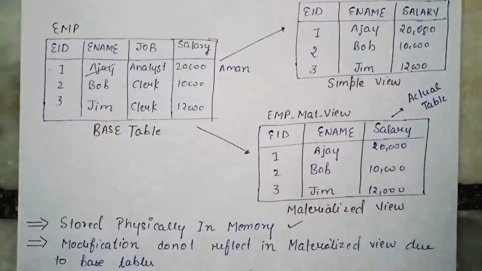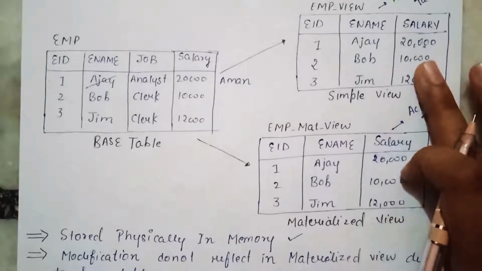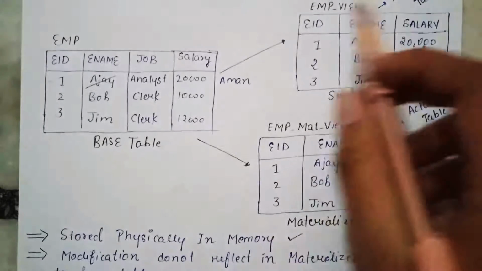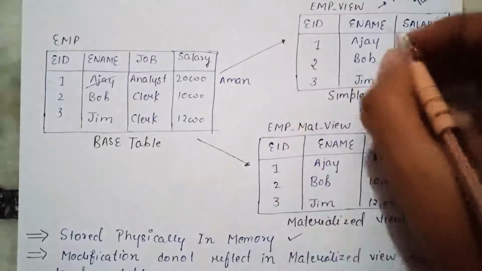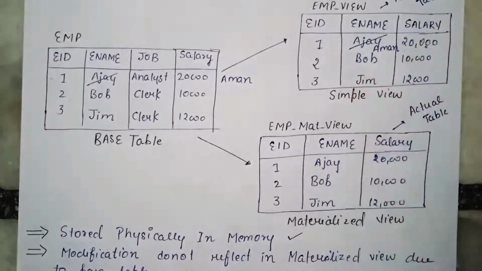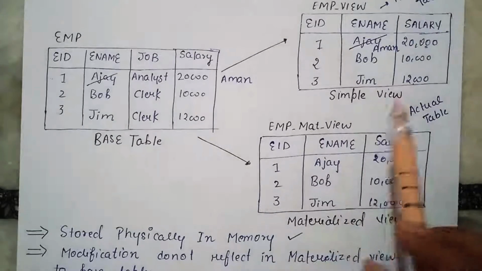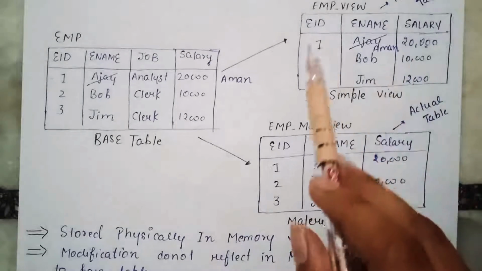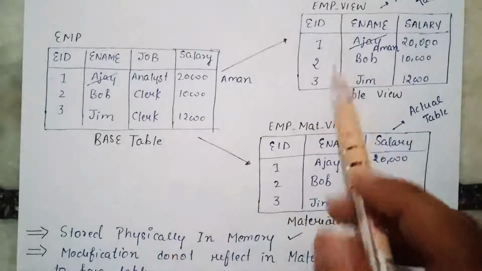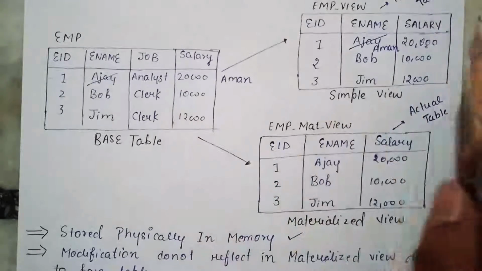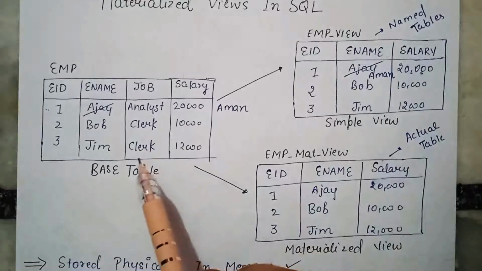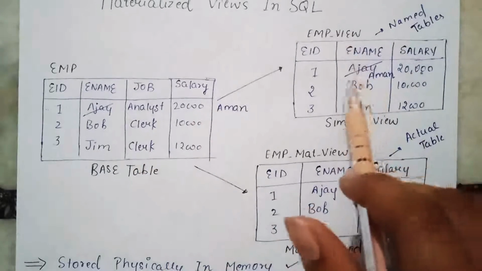Say we have a simple view and a materialized view. When we open the simple view, the name Ajay will have changed to Aman. What is the reason behind it? Because it is not actually storing this data, it is just referring to the base table and getting the data from it. It is not storing the data physically in its memory. For this reason, whatever operation we perform on the base table also reflects in simple views or join views.